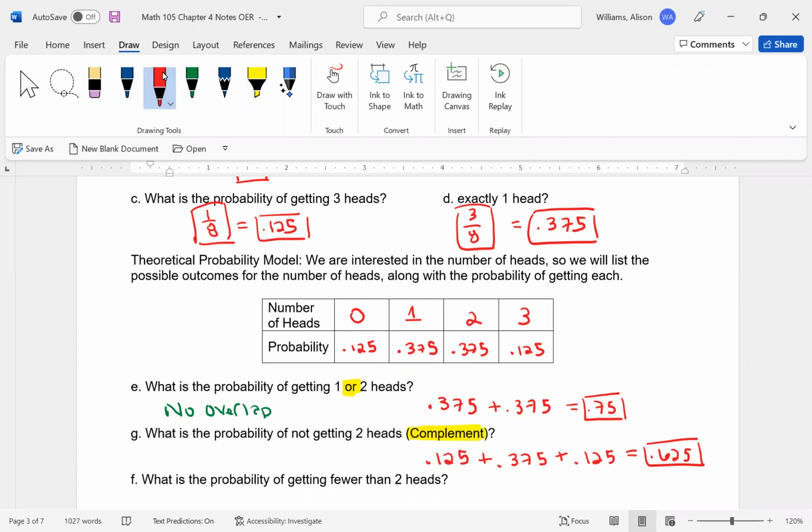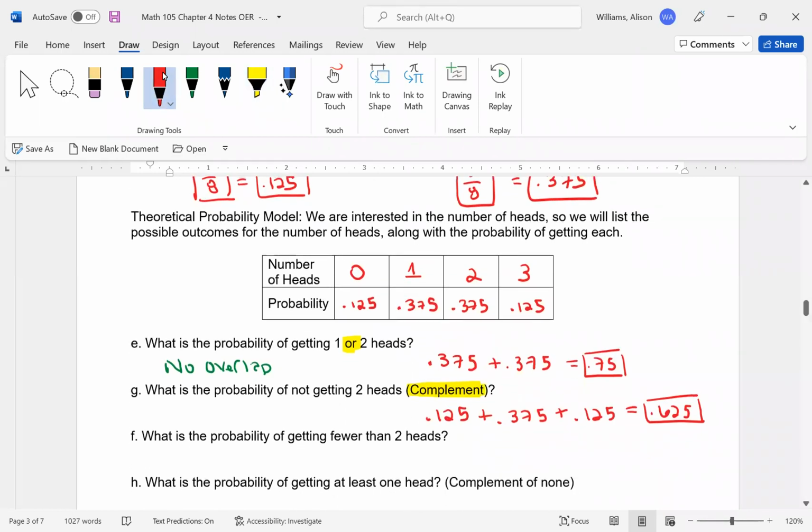Okay. What's the probability of getting fewer than 2 heads? Well, that means they get 1 head or no heads. The first 2 categories, basically. So 0.125 and 0.375, which comes out to 0.5.